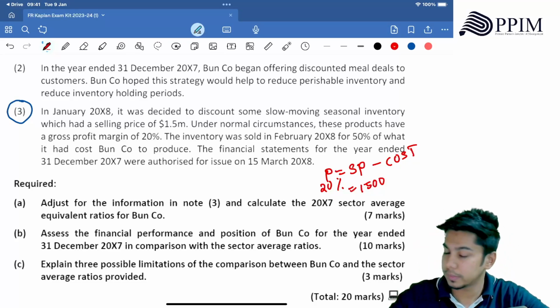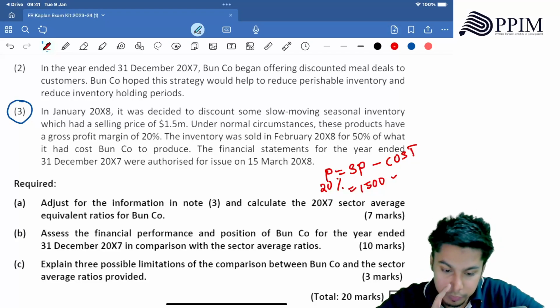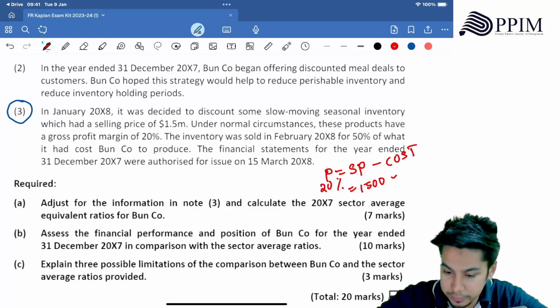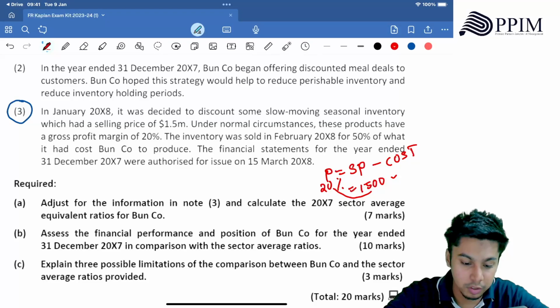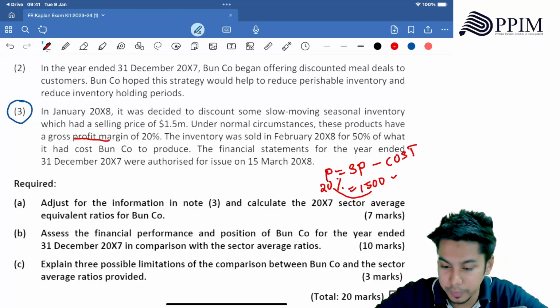Right. Then, guys, on the other hand, when you look at this, what is happening now? Profit is 20% of selling price. Now, can you see here, guys? Gross profit margin is 20%. So, guys, on selling price, when you see 20%, profit will then become 300.